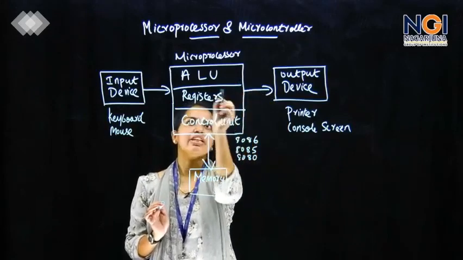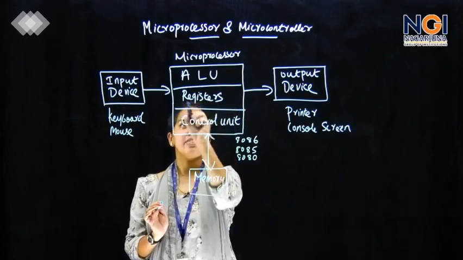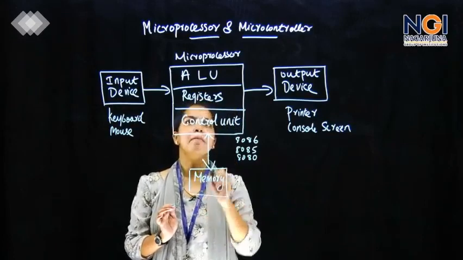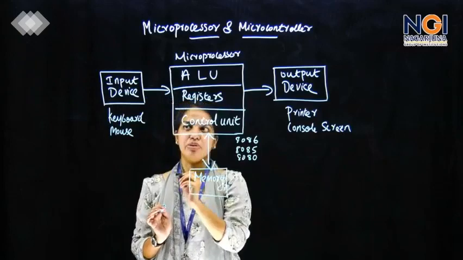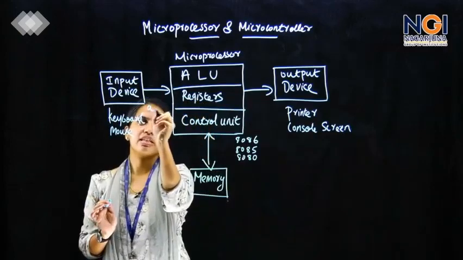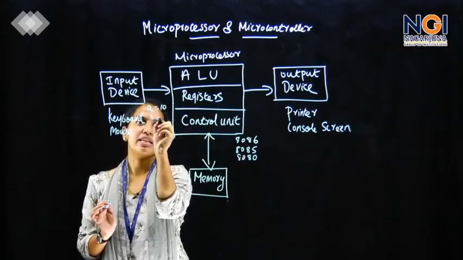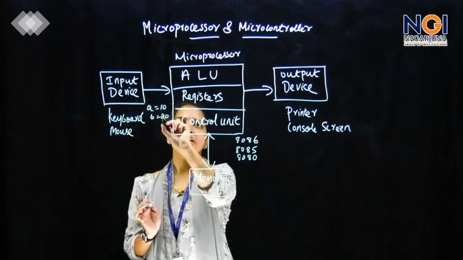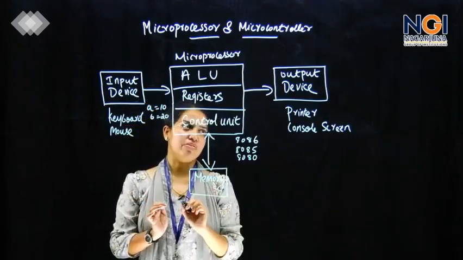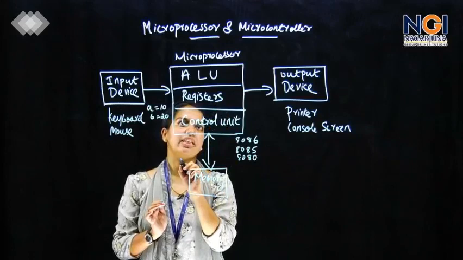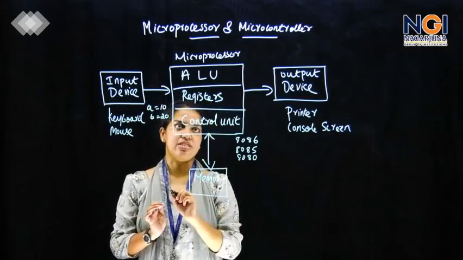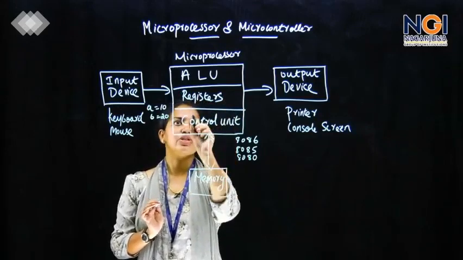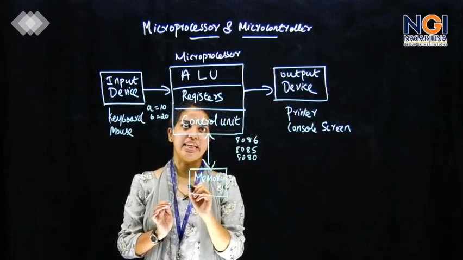The second unit is registers. Why do we require registers here? Because once we take the input, say for example A = 10 or B = 20, we have to store the data somewhere. That place is the registers. In registers we temporarily store the data.